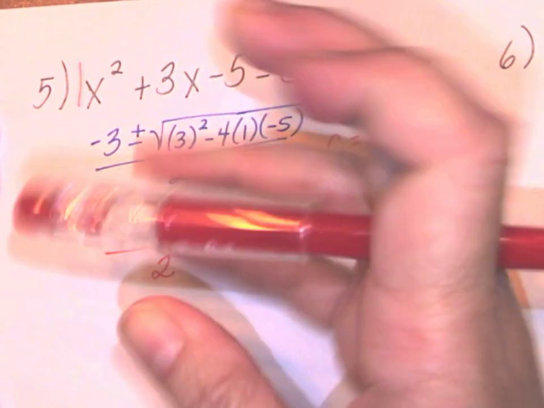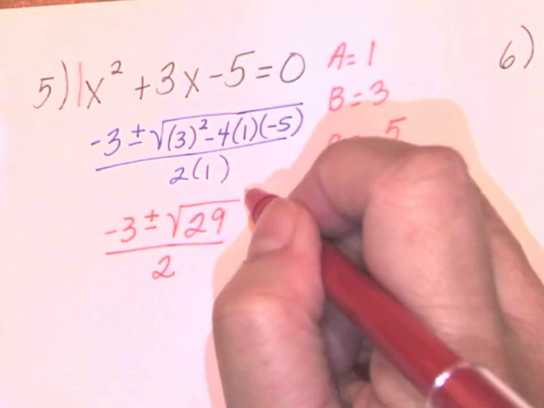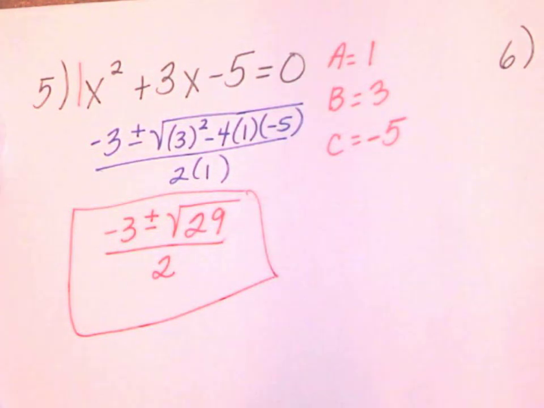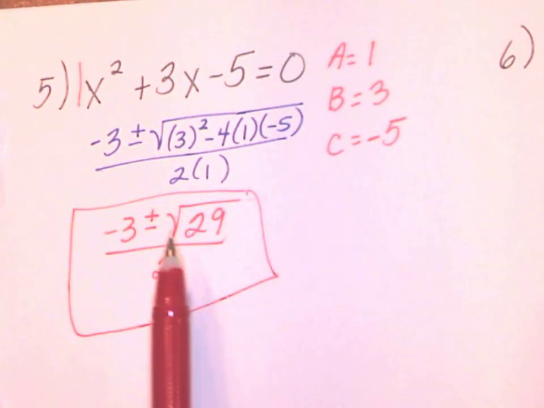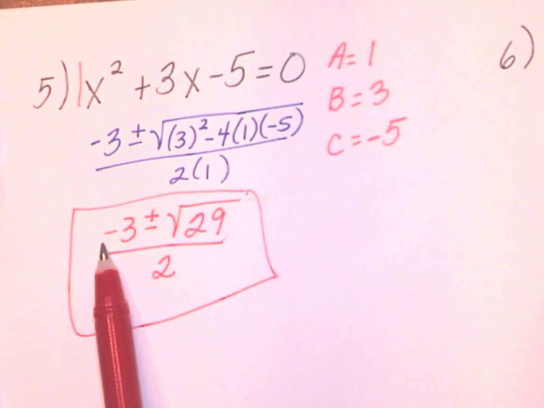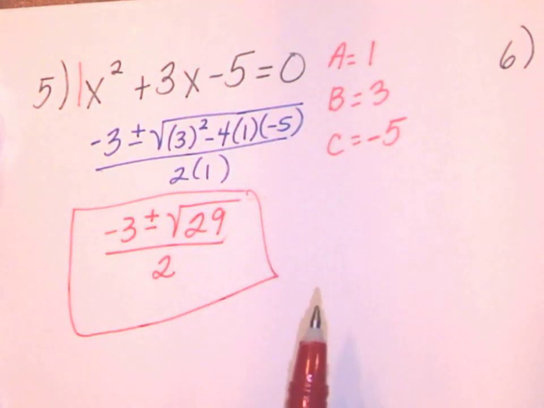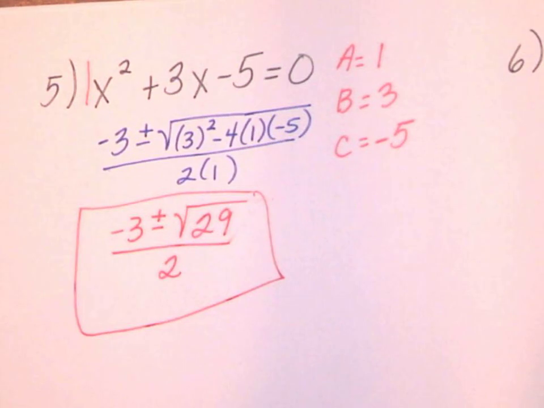Since the square root of 29 cannot be reduced at all, it cannot be simplified, just leave your answer like that. You have a root at negative 3 plus square root of 29 over 2, and a second root at negative 3 minus square root of 29 over 2. But instead of making you write it out twice, I am fine with you leaving your answer like this.